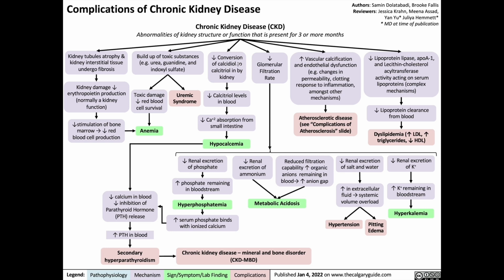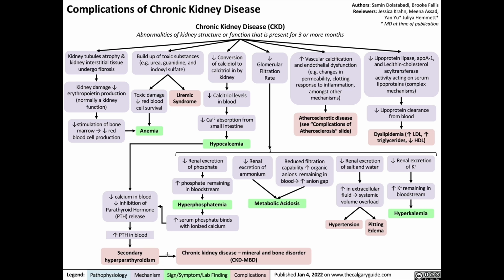Third, the kidneys are also responsible for converting calcidiol into calcitriol. Kidney disease would reduce the conversion of calcidiol into calcitriol by the kidneys. Reduced calcitriol levels in the blood will lead to reduced calcium absorption from the small intestine, leading to hypocalcemia. Hypocalcemia, or reduced calcium concentrations in the blood, will reduce the inhibition of parathyroid hormone release. This will increase parathyroid hormone levels in the blood, resulting in secondary hyperparathyroidism.